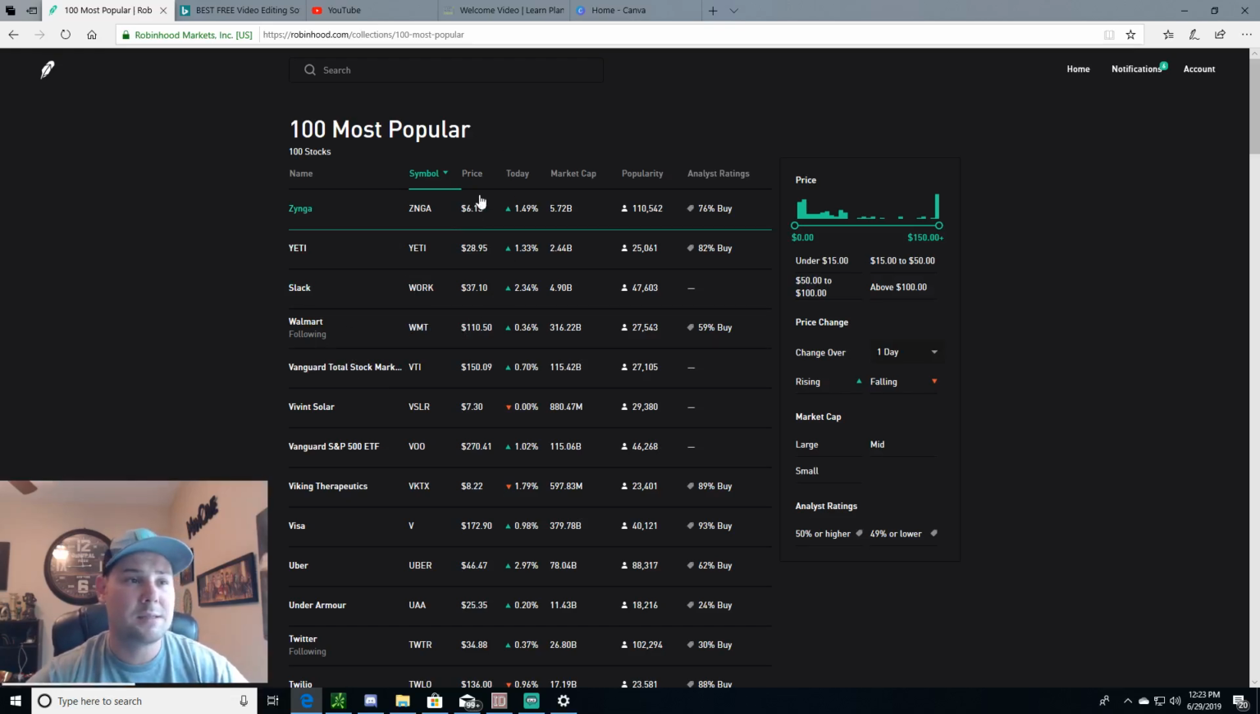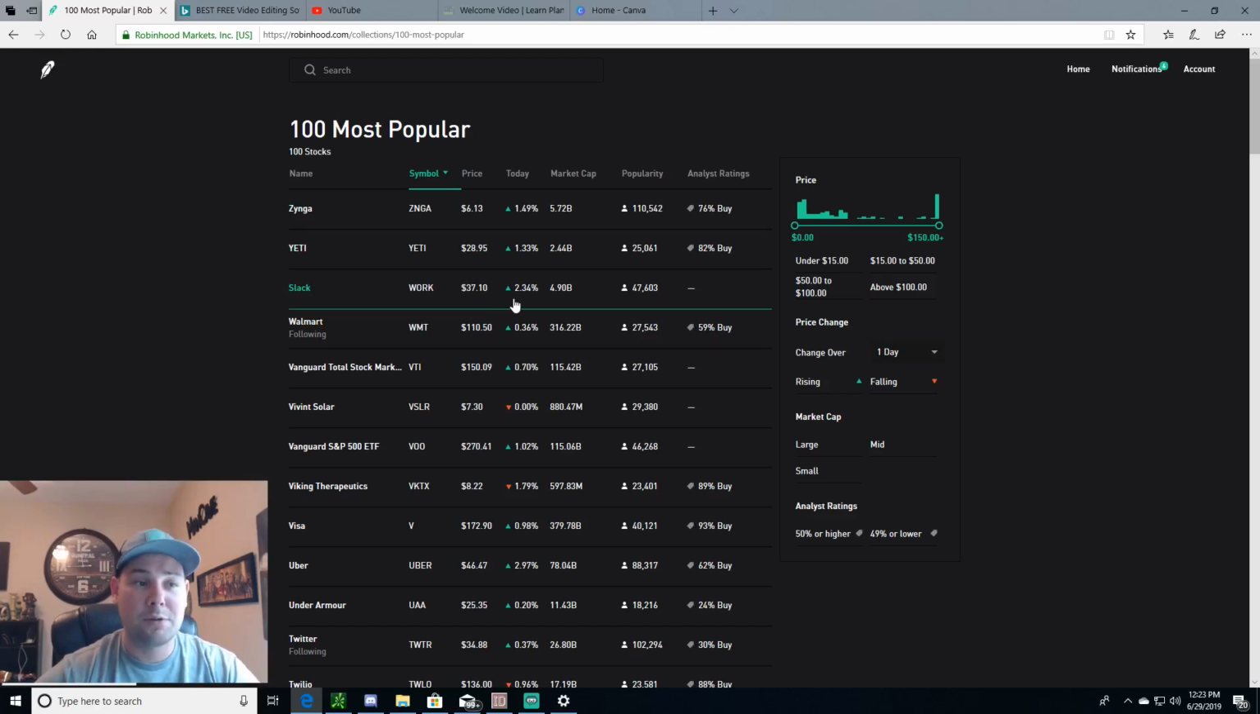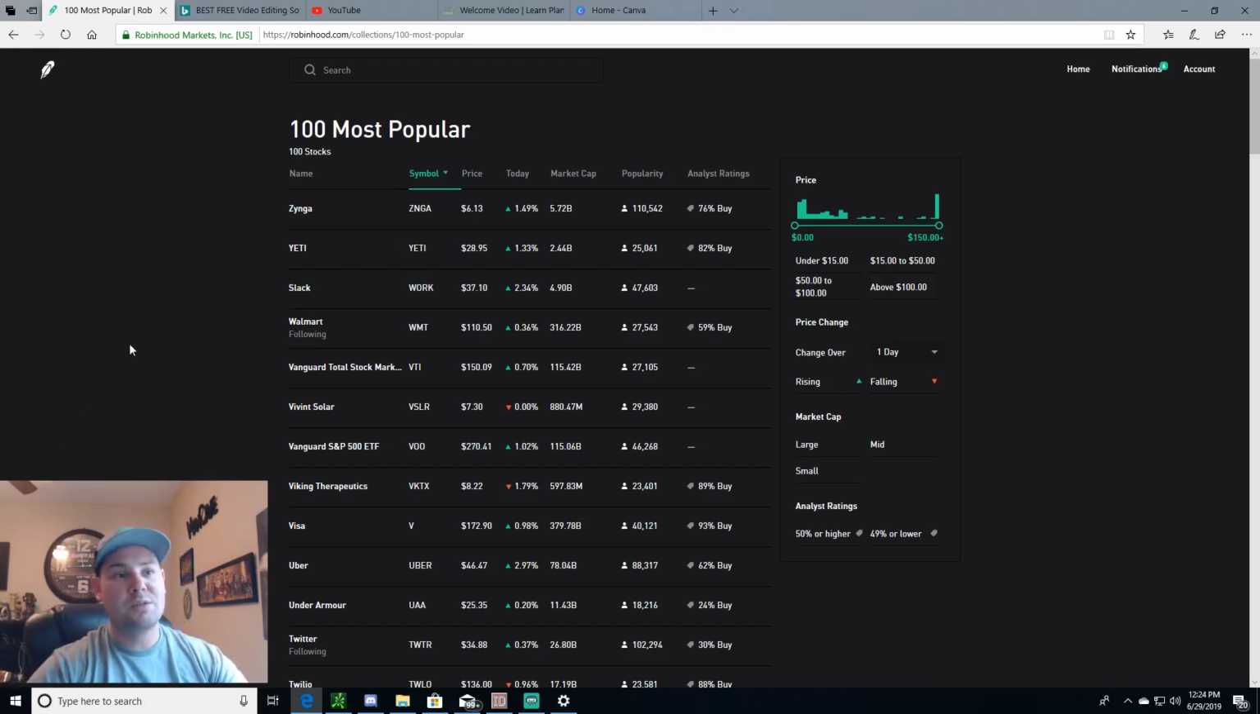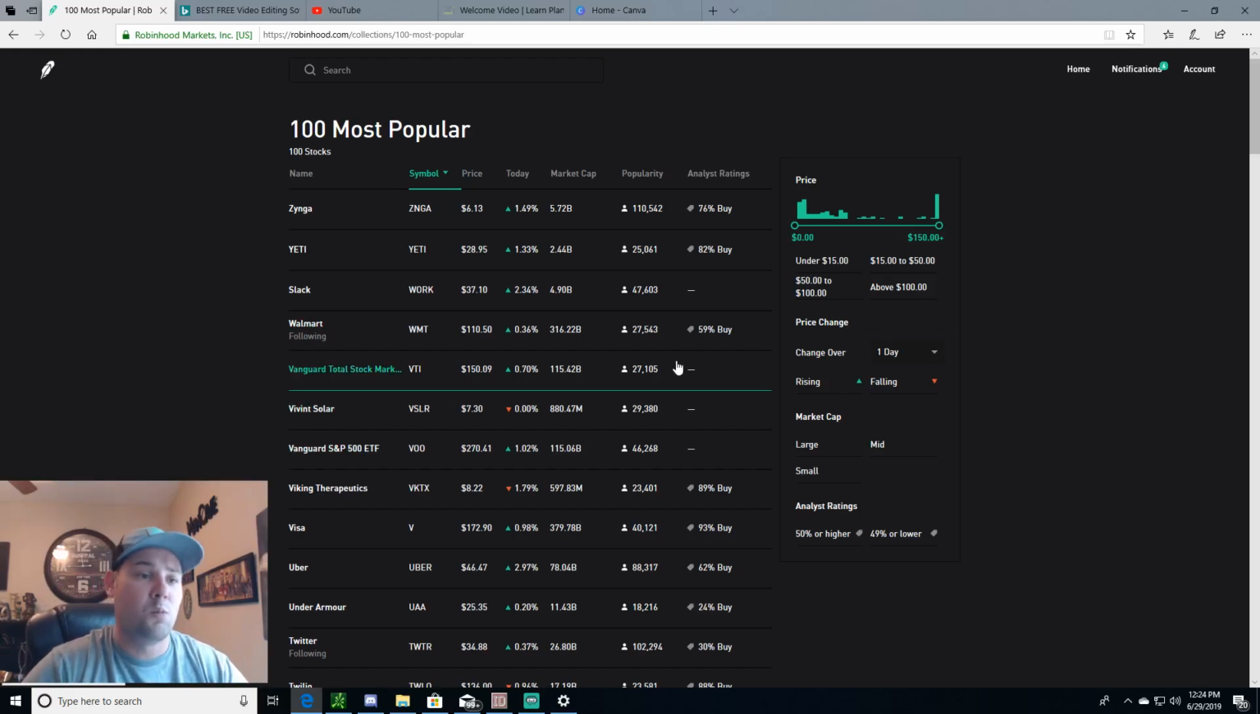You can see their price. So the price that they are actually selling for as of right now, so Walmart selling for $37.10. You can see that's up 2.34% as of just today. So today, when the market opened, and by the time it closed, it was up 2.3%. You can see the market cap is 4.9 billion. That's a big company. 47,000 people are actually investing in Slack on the Robinhood app and platform right now, and there's tons of other people. This popular is just the number of people buying it on Robinhood.